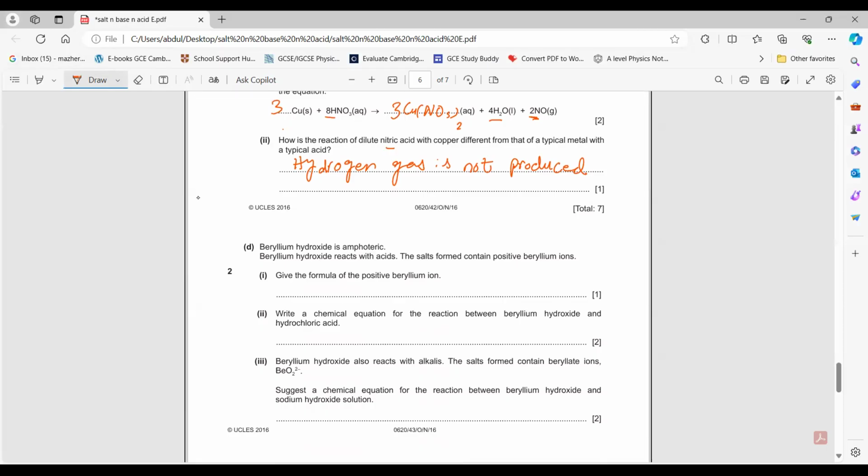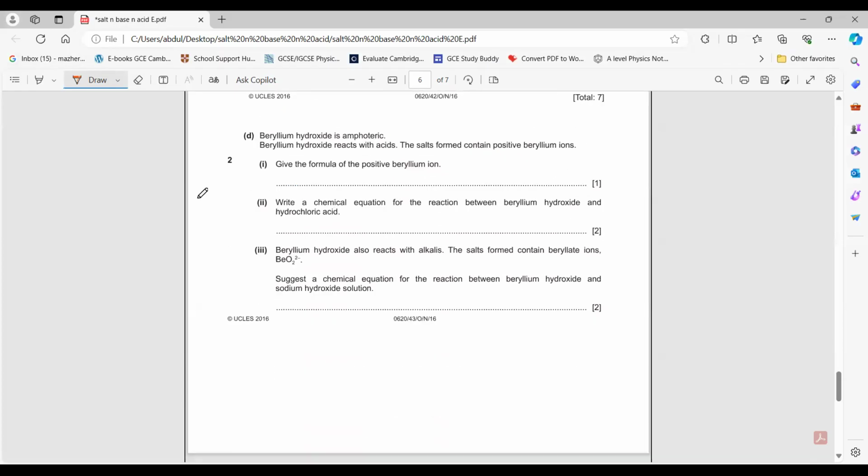How is the reaction of dilute nitric acid with copper different from that of a typical acid? Hydrogen gas इसमें produce नहीं होगी. हाँ, वो मैंने I have already written it. Yeah. And we have to give the formula of beryllium ion. Beryllium group 2 से belong करता है, so we'll have Be2 positive.